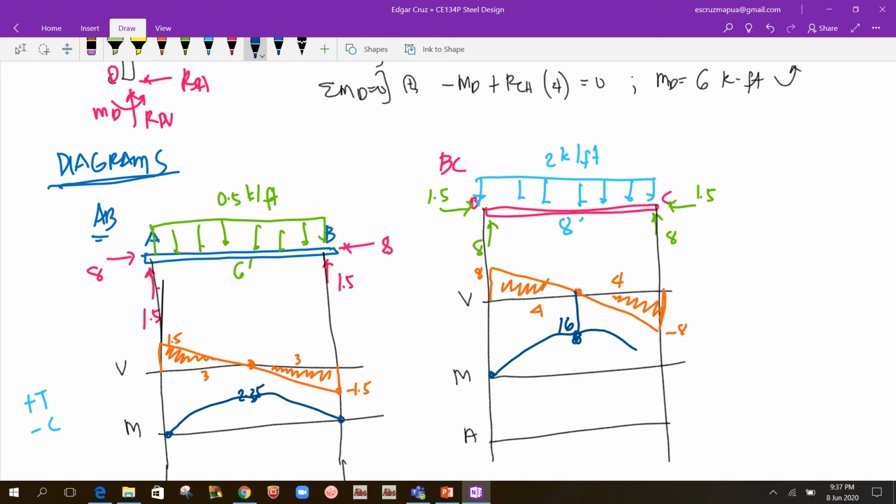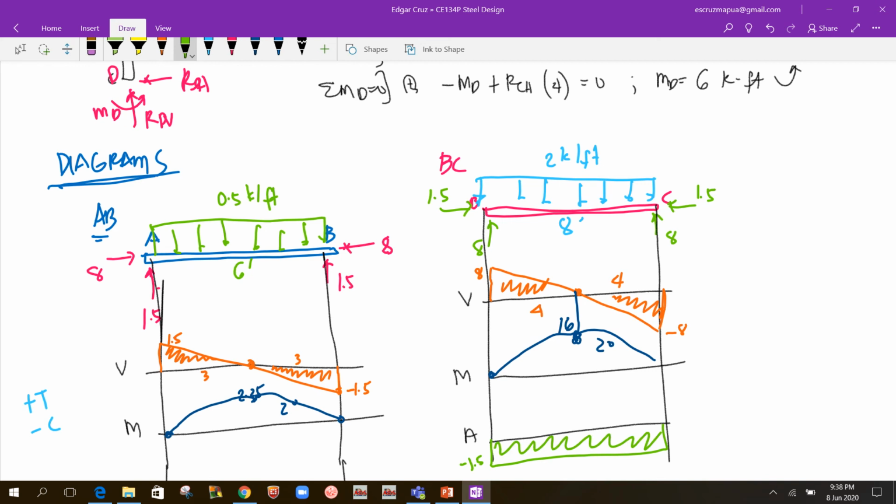Then, you go down of second degree din siya. These are second degree. 4 times negative 8, then 1/2 of 8, so negative 16 din. Then, for the axial diagram naman, since this is compression 1.5, so again, pababa. So, negative compression 1.5. So constant naman yung axial compression. So, this would be the axial diagram.